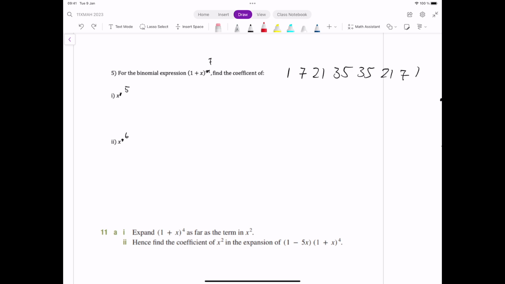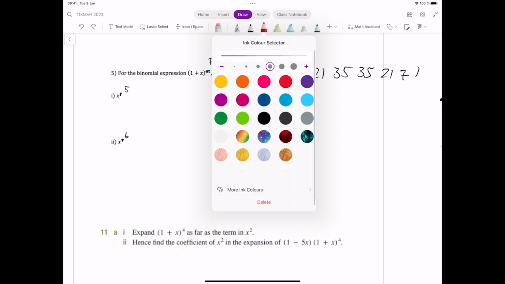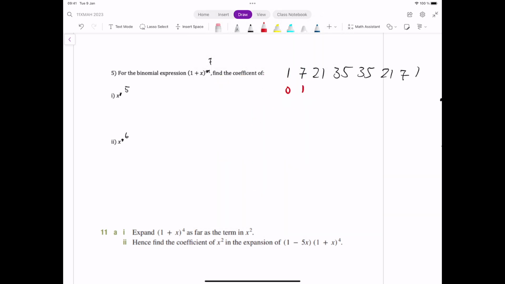So x to the power of 5 is going to be actually the 6th term because we start at 0. So 0, 1, 2, 3, 4, 5 is going to be 21, and the one right after that would be 7. Remember there's n plus 1 terms, so the coefficient of x to the power of n is going to be the n plus 1th term.